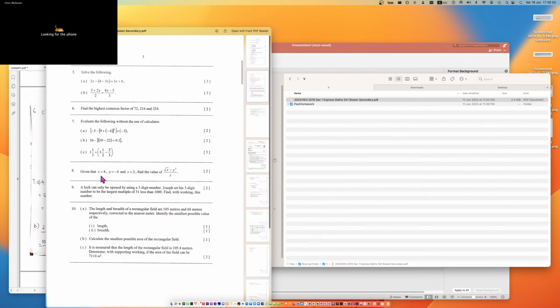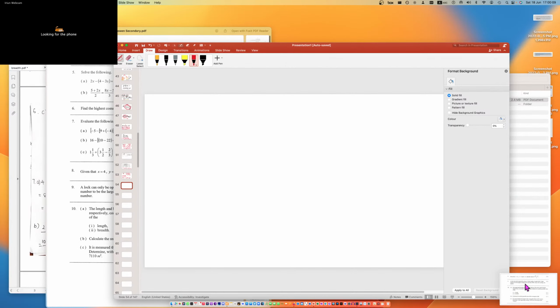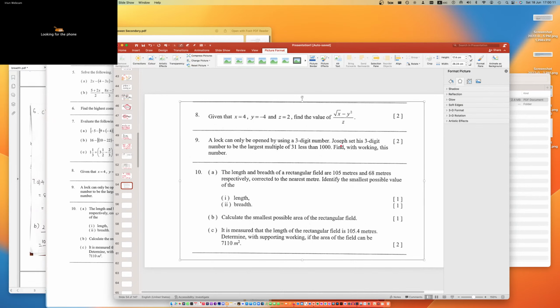So this question, question 8, is actually the simplest. All you need to do is plug in the numbers. But a lot of students plug in wrongly. Let me show you the common mistake.